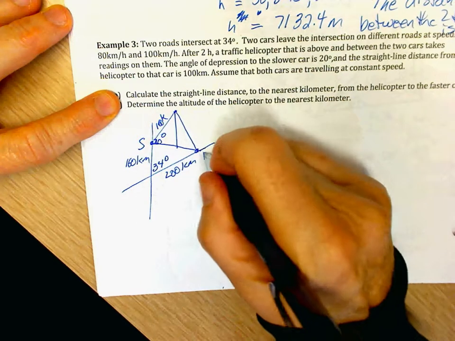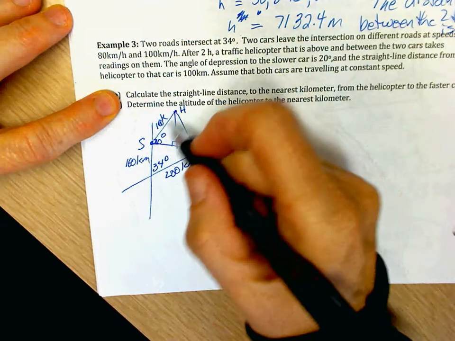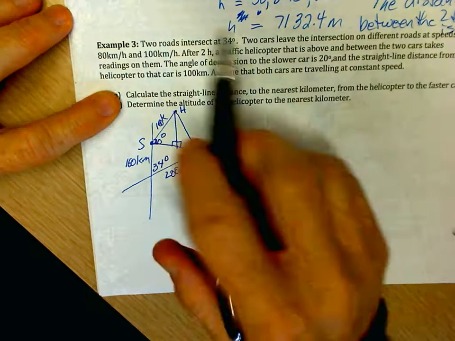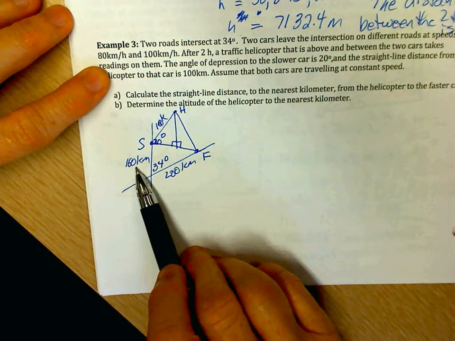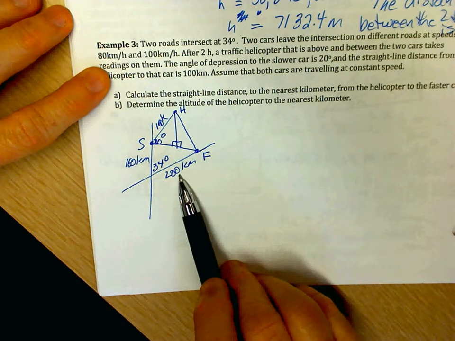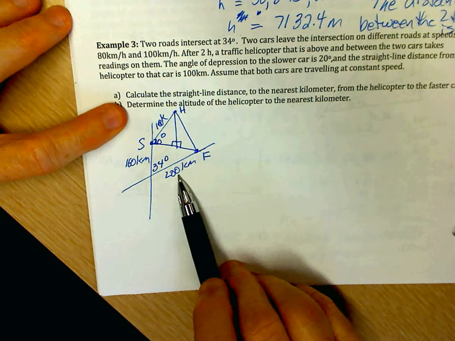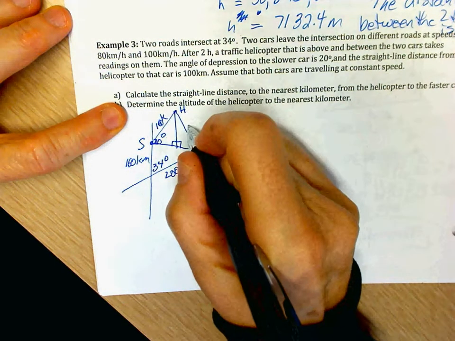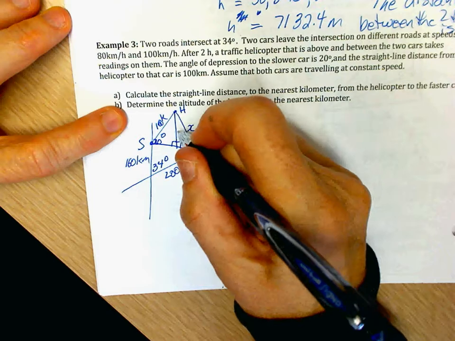This is right in between. So 80 times 2 is 160, and 100 times 2 is 200. I didn't read the question. Calculate the straight line distance from the helicopter to the faster car. We'll call that x. Determine the altitude. We'll call that a right there. Let the variables be as shown in the diagram.